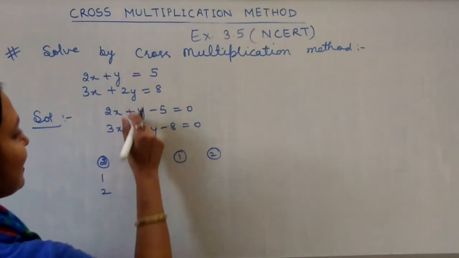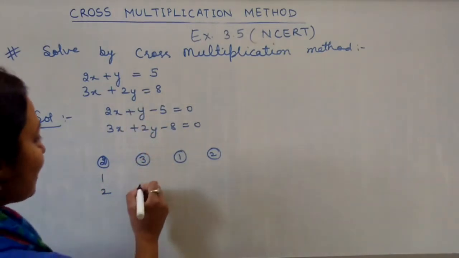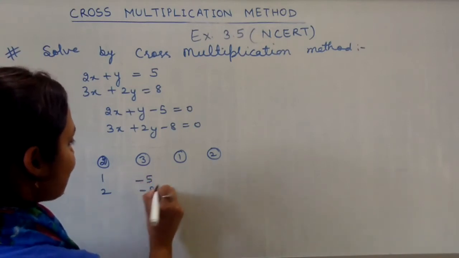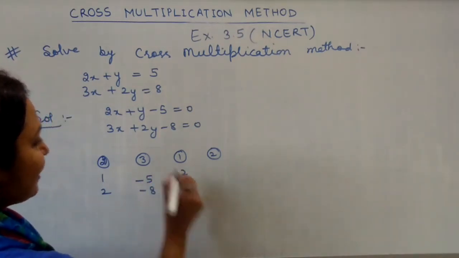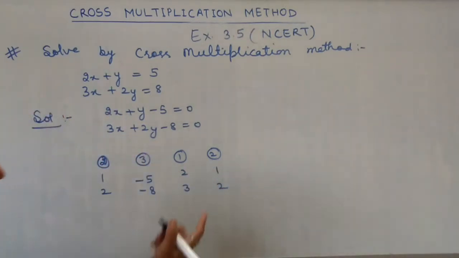2 1 2. This is the second term. The coefficient of y is equals to 1. So you have to write 1, 2, then 3, minus 5, minus 8. Then 2 and 3, and I will repeat again the terms 2 and 1.